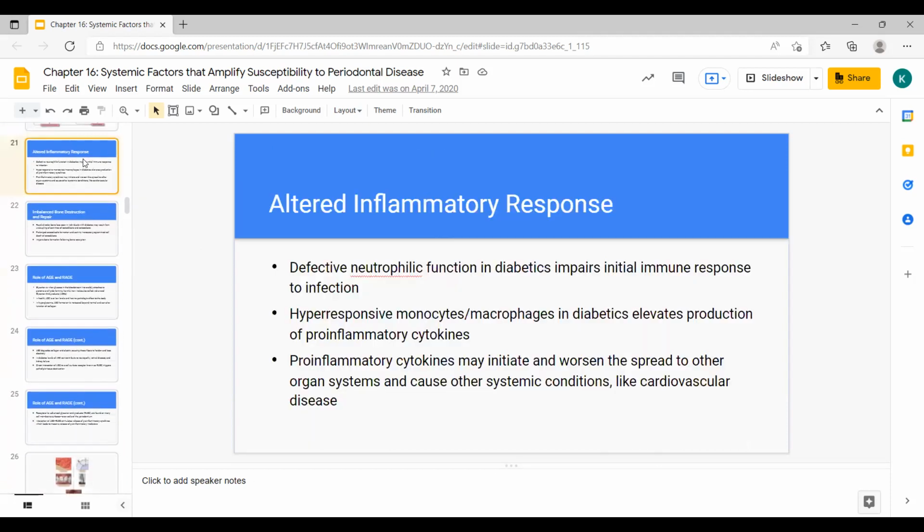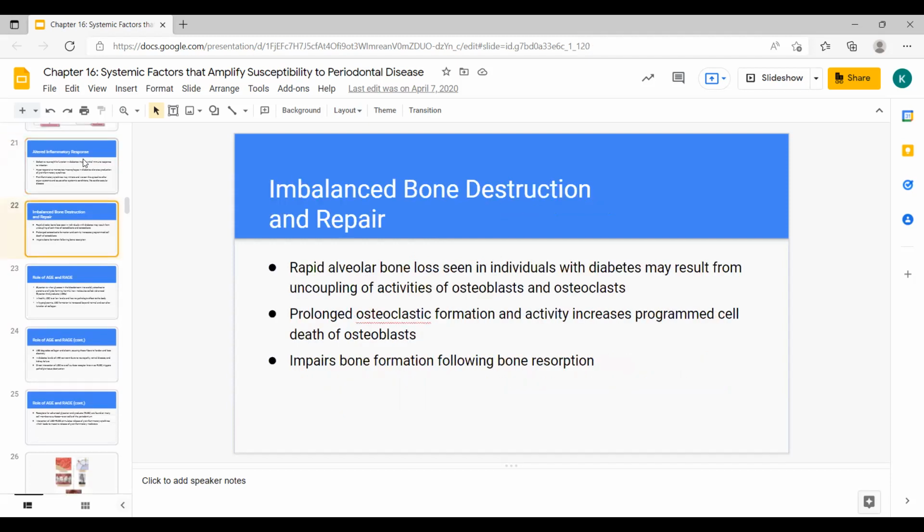Okay, altered inflammatory response. Defective neutrophilic function in diabetics impairs the initial immune response to infection. Hyperresponsive monocytes and macrophages in diabetics elevate the production of pro-inflammatory cytokines. And those pro-inflammatory cytokines may initiate and worsen the spread to other organ systems, causing other systemic conditions like cardiovascular disease.